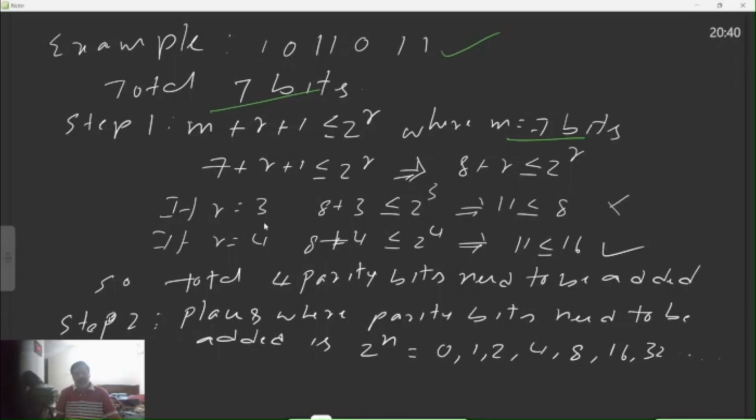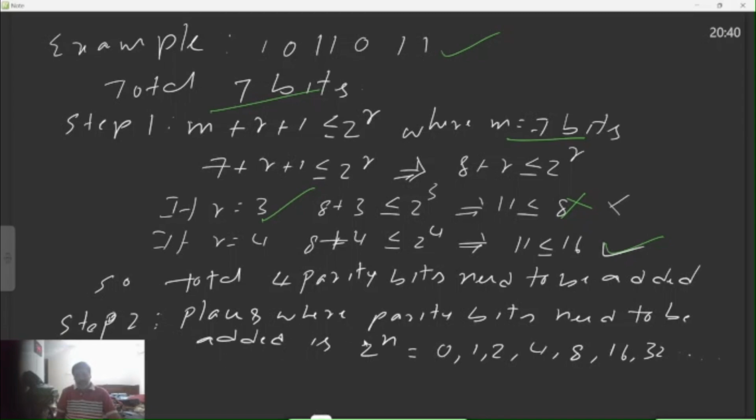Suppose if you take r is equal to 3, ultimately it will be 11 less than or equal to 8, which is not a valid condition. If you take r is equal to 4, 8 plus 4 less than or equal to 2 power 4, so that means 11 less than or equal to 16. This is valid. So we need to add 4 bits for a given code.